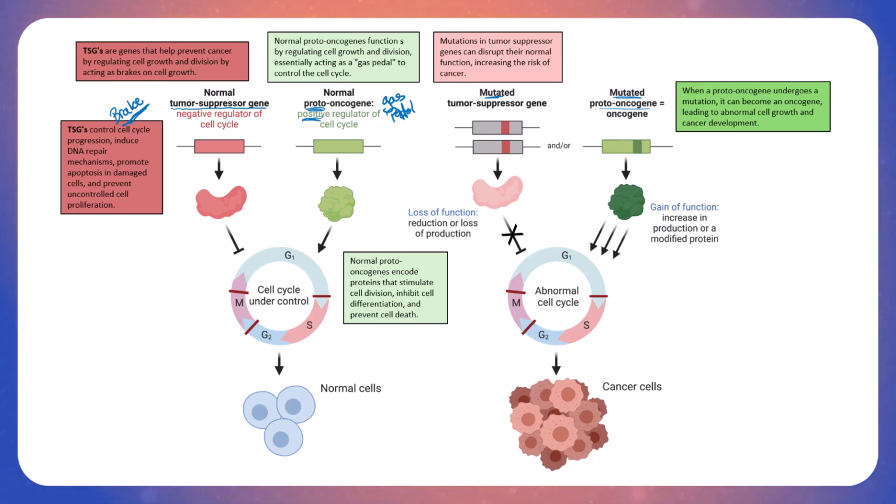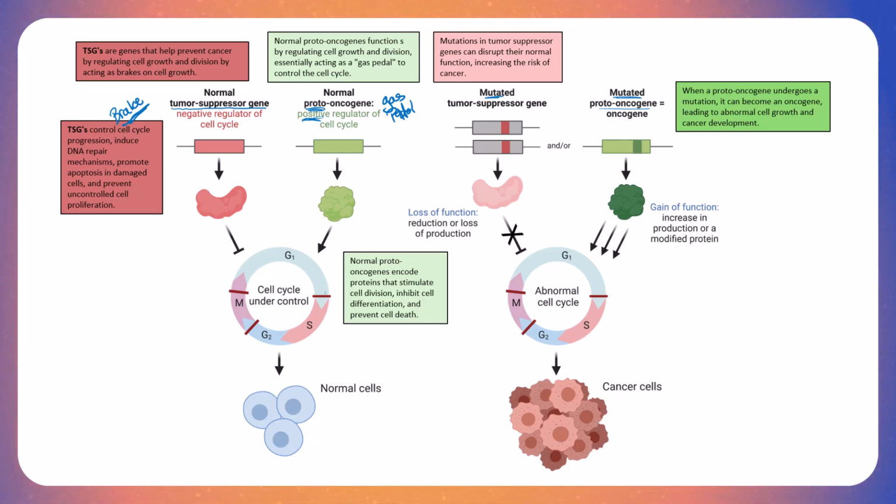So in this analogy, we have a normal car that has normal brakes and a normal gas pedal. We can get to where we need to go effectively because we have a properly functioning gas pedal and a properly functioning brake. When we are progressing through the cell cycle too fast, we have a brake pedal that will effectively slow us down and make sure we have everything in place in order to get to where we're going safely.